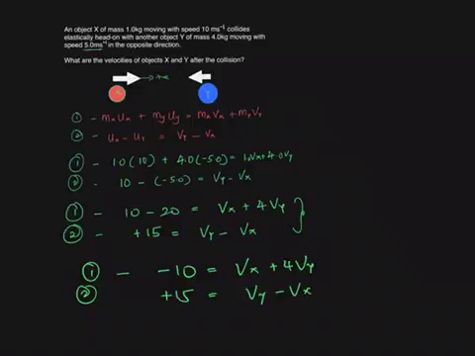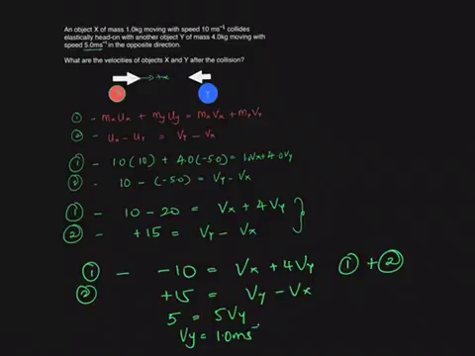Now if you take equation 1 plus equation 2, what we'll have is minus 10 plus 15, which is 5, and Vx plus minus Vx, they'll cancel each other, and we'll have 4 Vy plus Vy equals 5 Vy, and Vy will be 1 meter per second. And since it is positive, obviously it is to this direction.